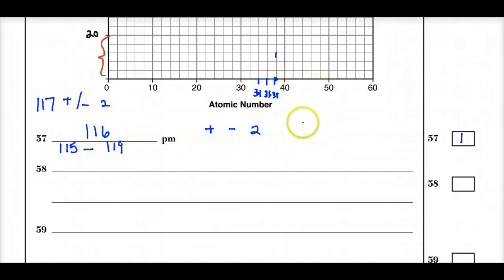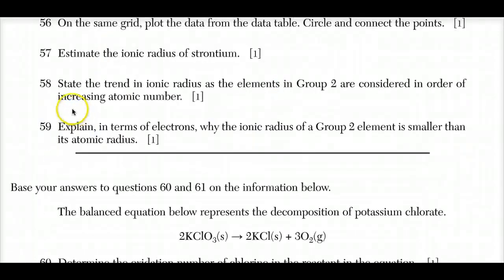A lot of times the questions are, state the trend? Is it going up or going down? This one actually quantitatively wanted a number. Number 57 is 116 or 117 officially, plus or minus 2. Number 58. And number 58 is that question I was talking about.